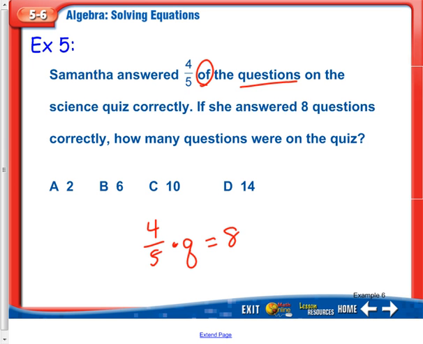So now to solve, we don't want to divide by 4/5. Let's go ahead and multiply by 5/4. And whatever you do to one side, you have to do to the other. Multiply by 5/4. Go ahead and change your 8 to 8 over 1.